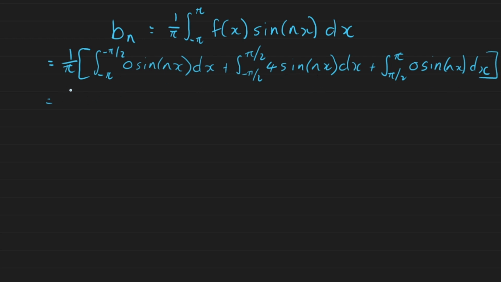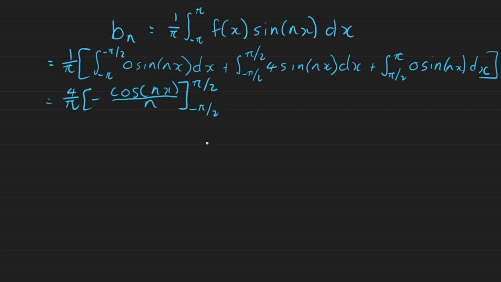We can bring out the 4 in the front, so we have 4 over pi. And we integrate. Integral of sine is minus cos. So we have minus cos nx over n, and we're integrating from minus pi over 2 to pi over 2.